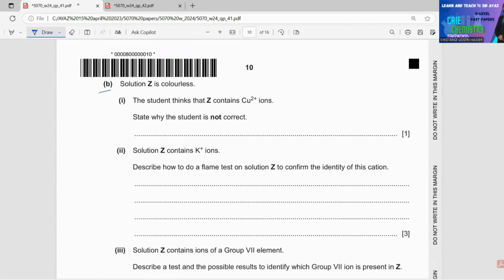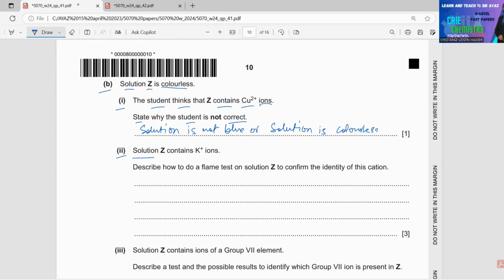Part B, solution Z is colorless. Number 1, the student thinks that Z contains Cu2+ ions. State why the student is not correct. The reason is that the solution is colorless. You can even state the color of Cu2+ ion, which is blue. Solution Z is not blue, or solution Z is colorless.